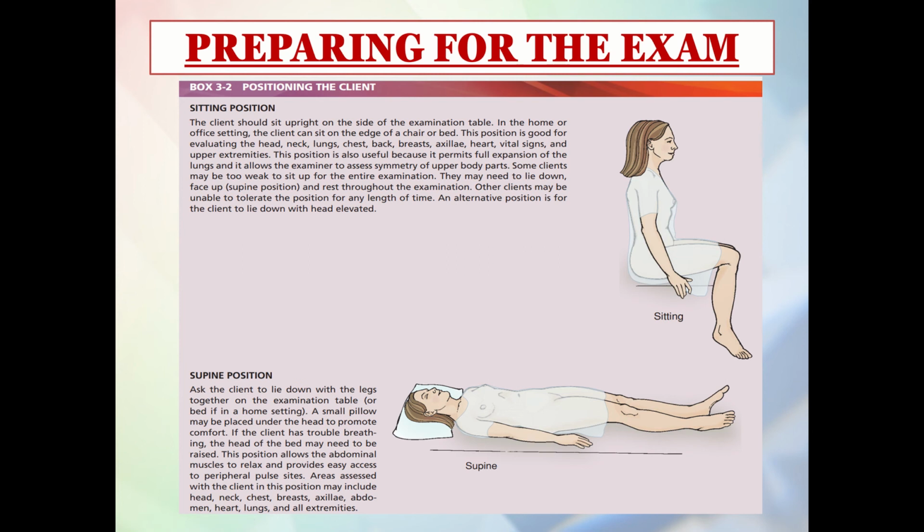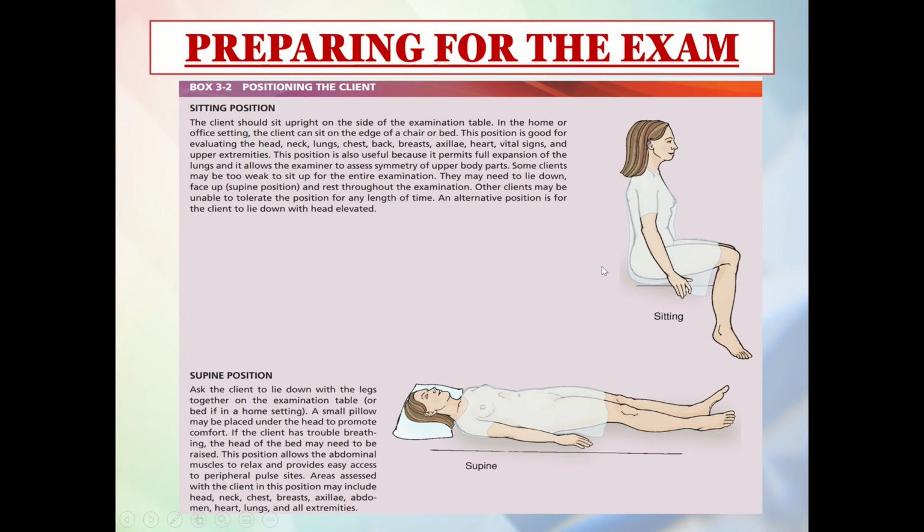So this is the first, okay? If the patient is too weak to sit, they may lie down, meaning face up, and rest throughout the examination. For example, if the person being examined is elderly and has difficulty sitting, they can just lie down, okay? Or if they can sit up quickly, we have to do it quickly. An alternative position is for the client to lie down with the head elevated.